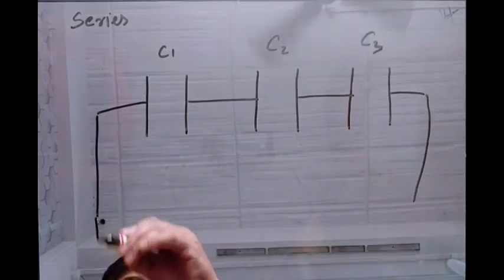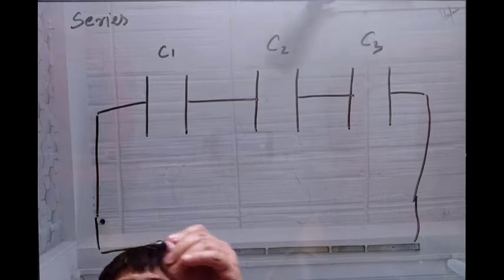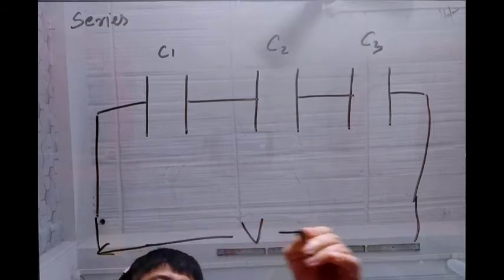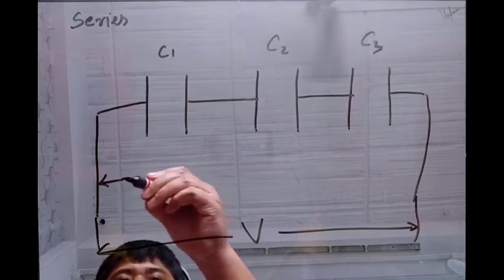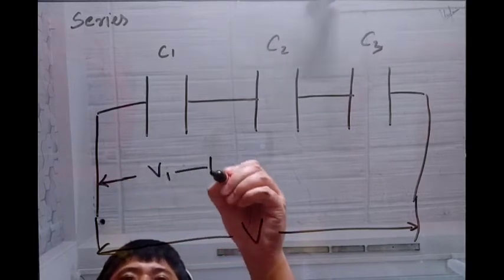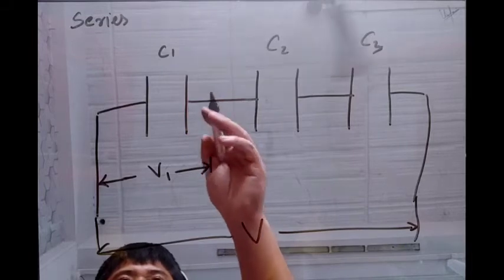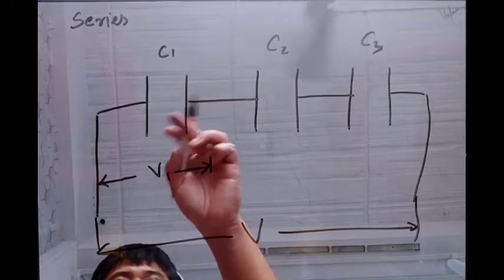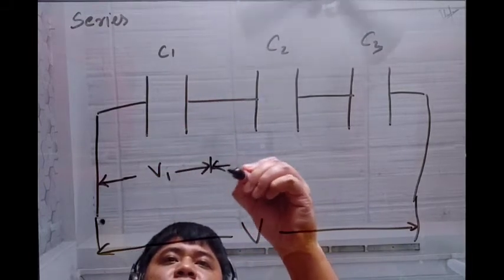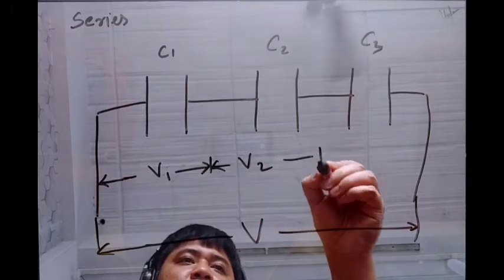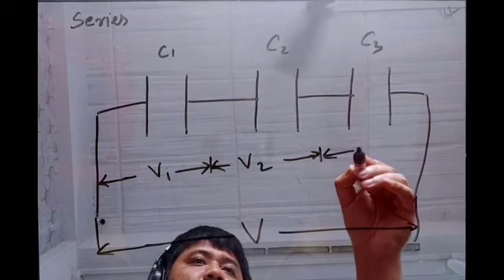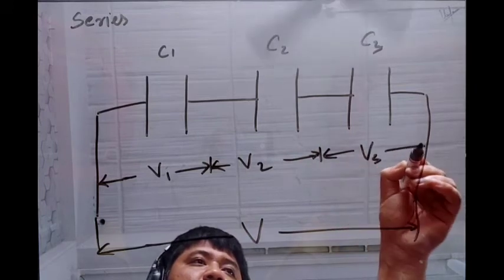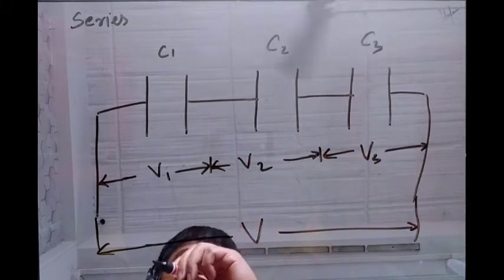A potential difference V is given across the series combination. V1 is the potential difference between the two plates of capacitor C1. V2 is the potential difference between these two points, and V3 is the potential difference across capacitor C3.